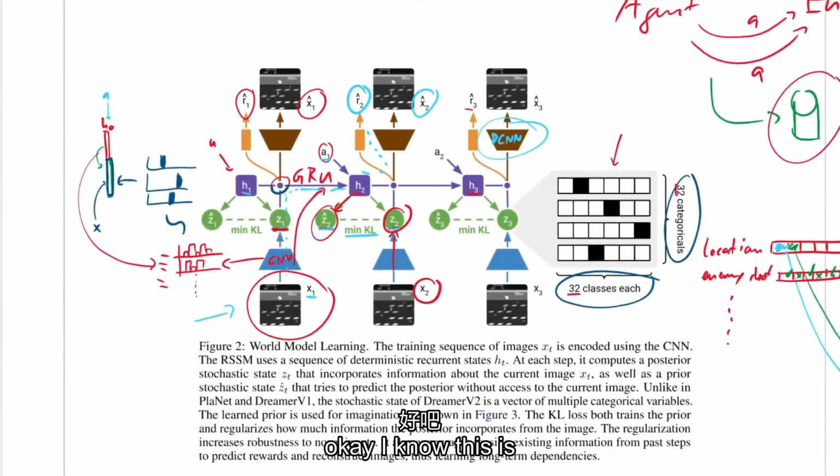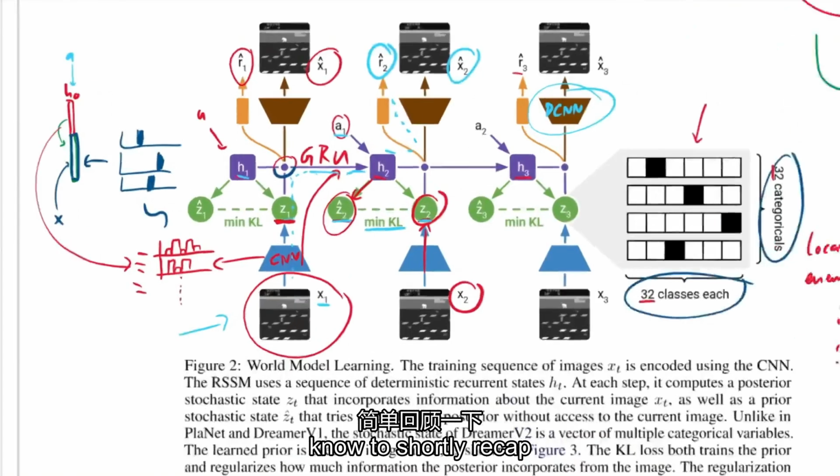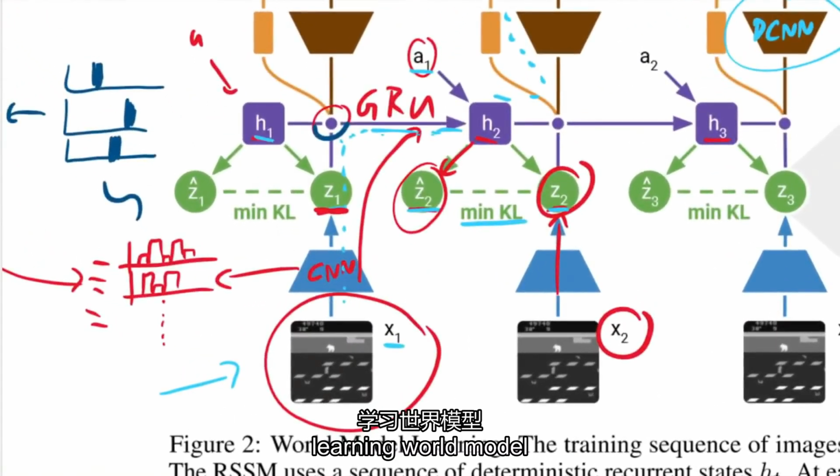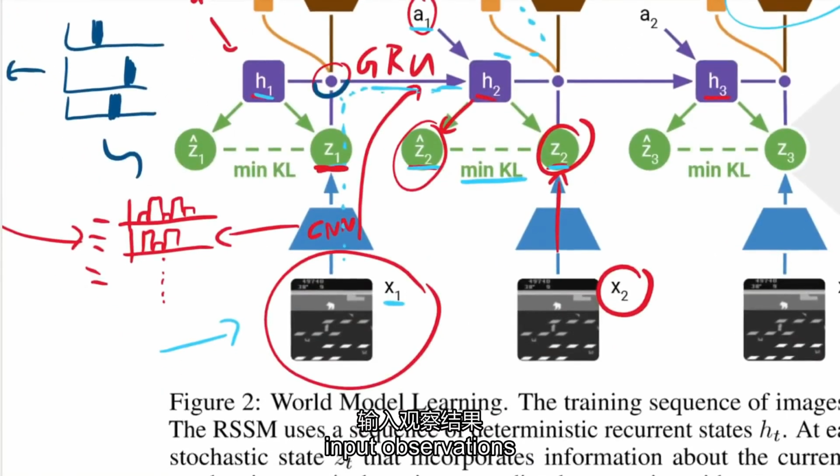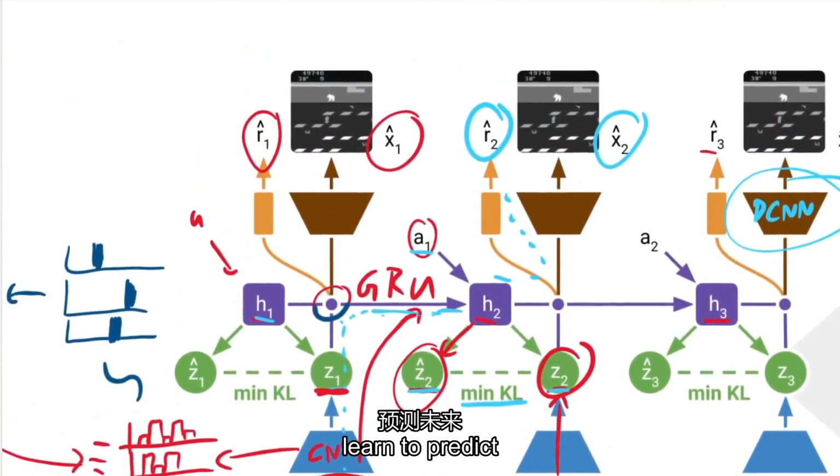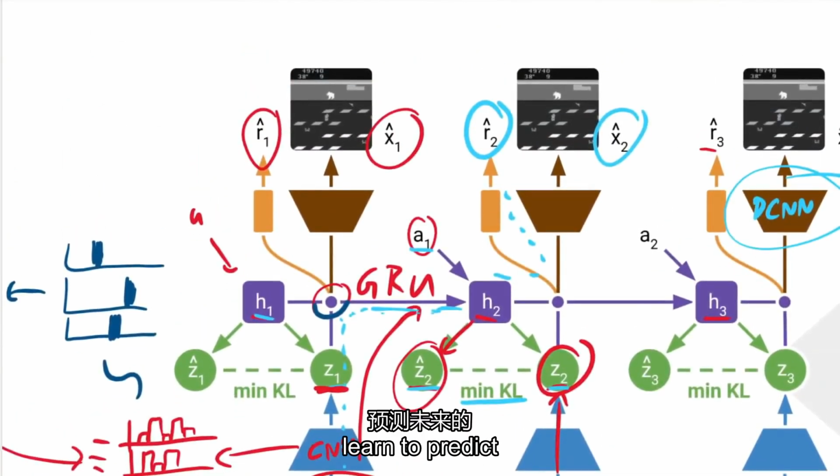Okay, I know this is a lot, but to shortly recap, learning a world model means that you input observations and you learn to predict the future. So you learn to predict the future observations. You learn to predict the future rewards, given actions that you performed. You start off with a random agent or any agent you want. You simply want to learn what happens when I do something.